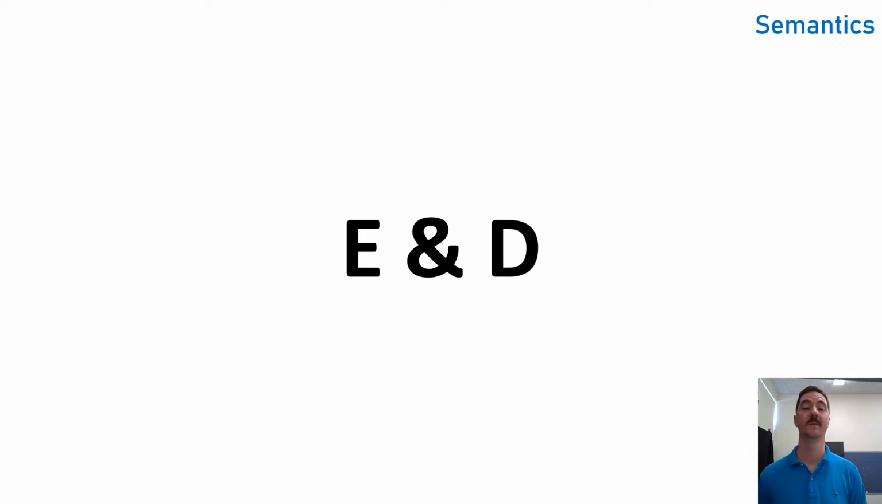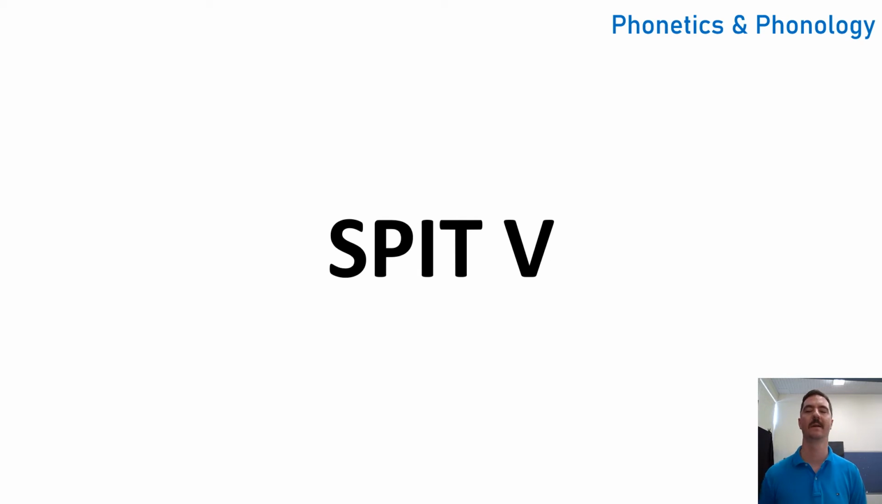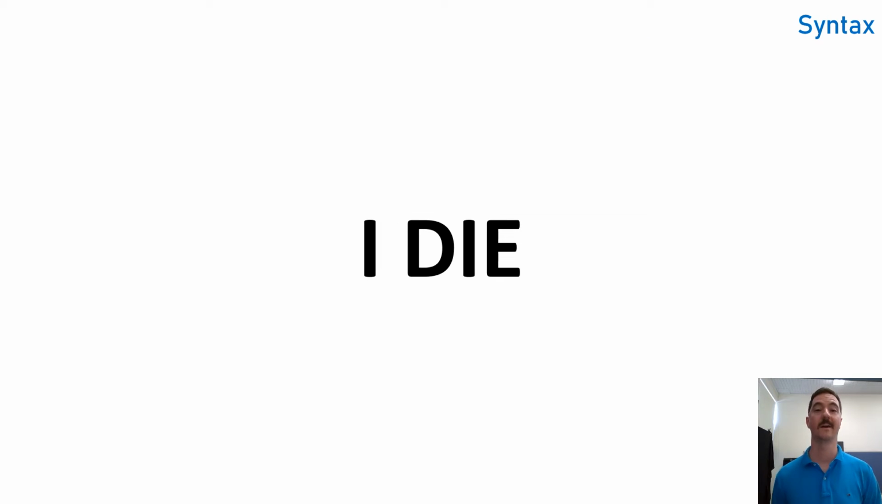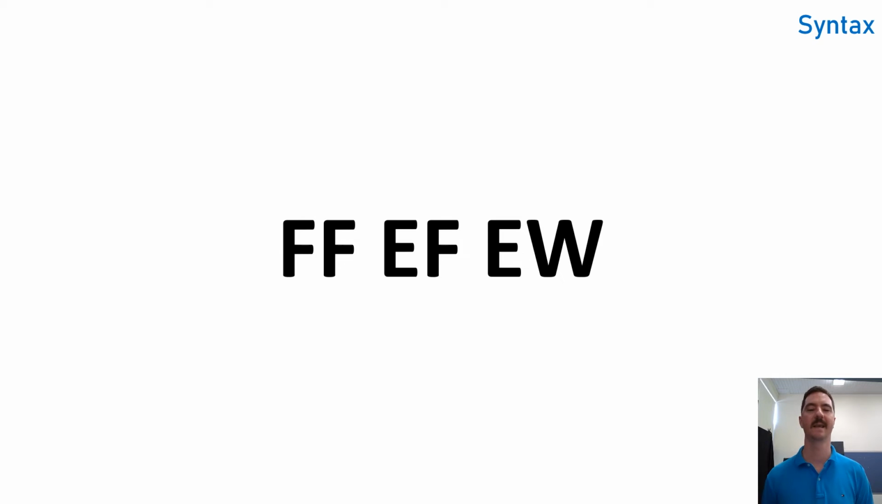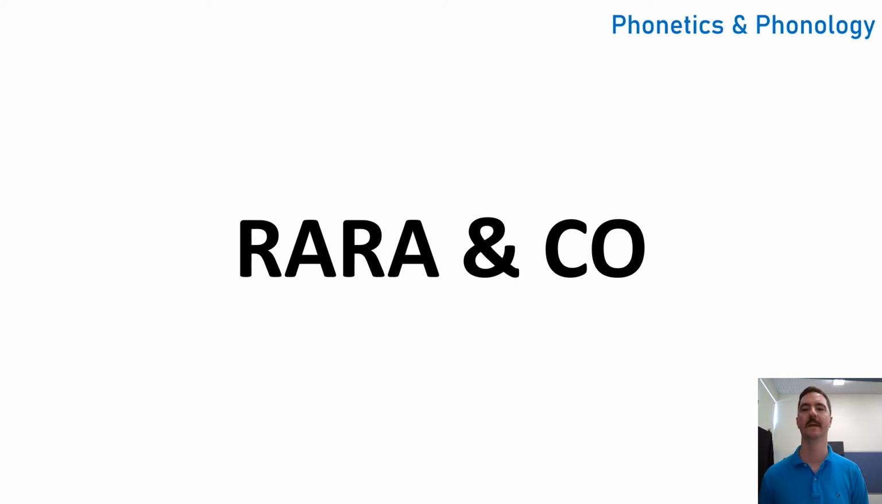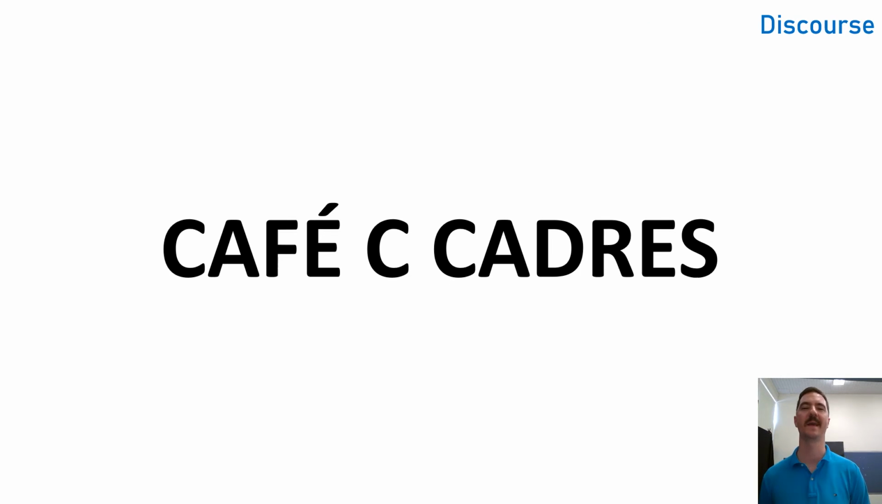Morphology and lexicology, cabins back with 3 C's, importantly. From semantics, we've got E and D. From discourse, LC, cash. Phonetics and phonology, we've got SPIT and B. Syntax, I, die. Phonetics and phonology, CBL. Syntax, FF, EF, EW. Phonetics and phonology, RA, RA, and CO. Semantics, Kaddish. Semantics, spoil, map, F.